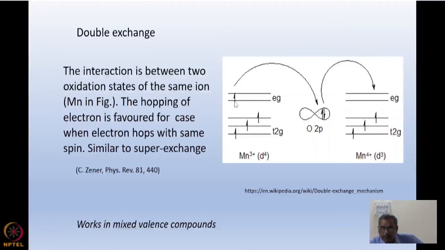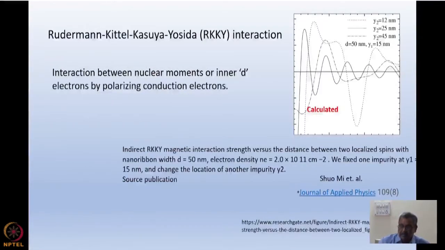Now, this electron can hop from here to the oxygen 2p state and hop to this vacant site and keep on hopping back and forth. And by using quantum mechanical techniques, I can calculate this hopping parameter or the transfer integral, and that will give rise to a double exchange. This was proposed by Zener in the 1950s, and this works especially in compounds, not in elemental magnets, compounds with mixed valence, because you can see that I need two interacting ions which will have different valency.